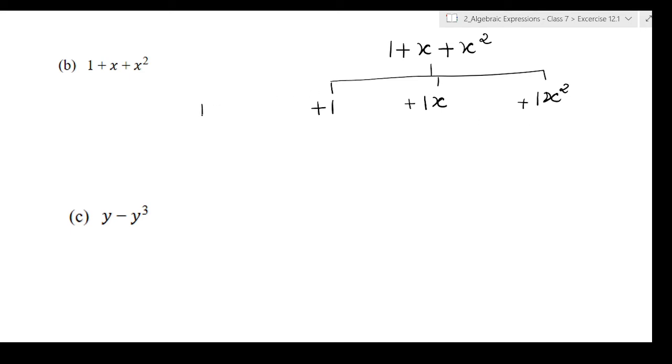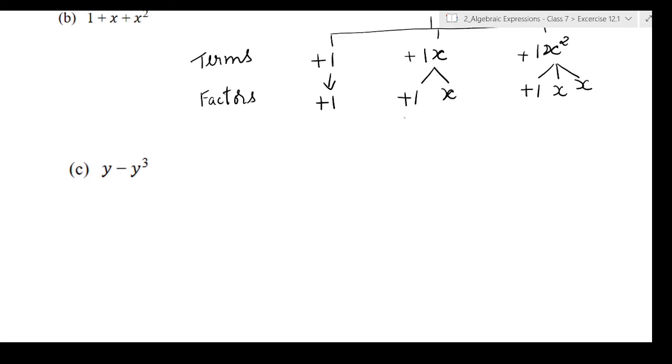What are these? These are the terms of the given expression. If you want to find out the factors of these terms, plus 1 has the factor plus 1. Plus 1x is made up of plus 1 and x. Plus 1x square is made up of plus 1 and x, and x into x is x square. So these are the factors.